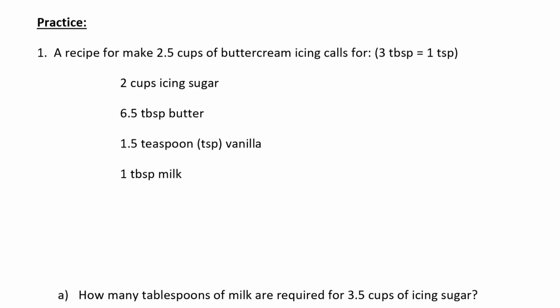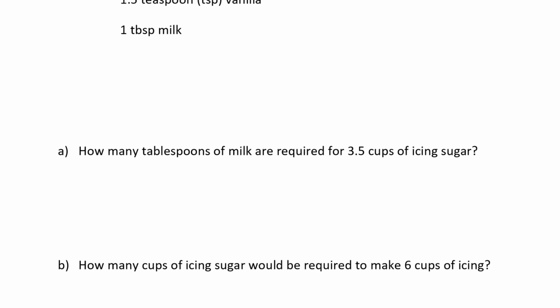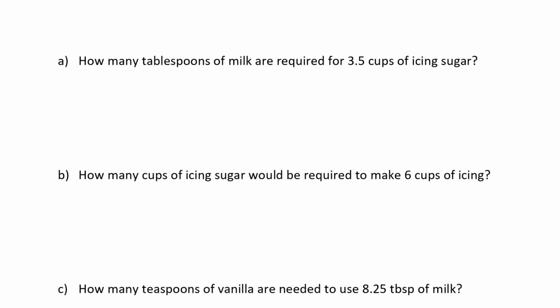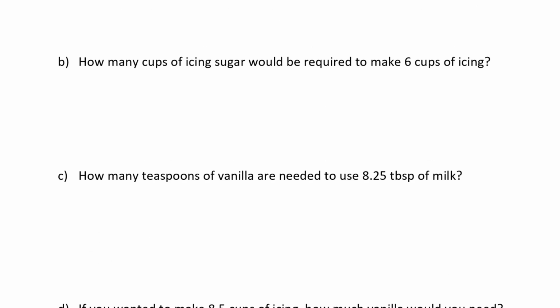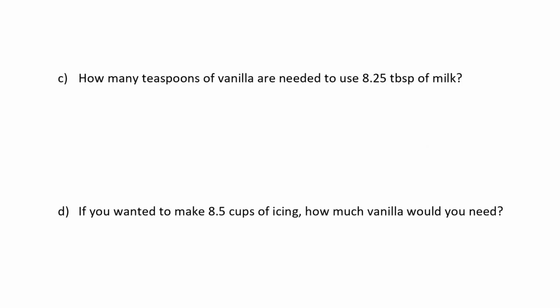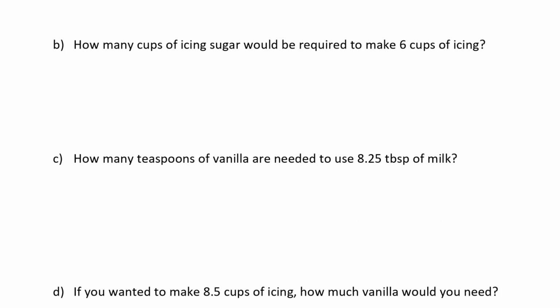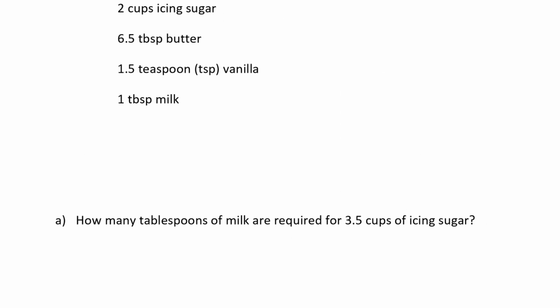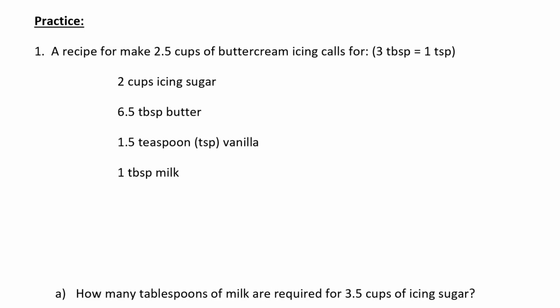I would like you now to practice. Here's a recipe to make 2.5 cups of buttercream icing. 2 cups of icing sugar, 6 tablespoons of butter, 1.5 teaspoons of vanilla, and 1 tablespoon of milk. So I'd like you to try this out. How many tablespoons of milk? How many cups of icing sugar? How many teaspoons of vanilla? And how much vanilla would you need? Give those a try now, and then I'll take it up.